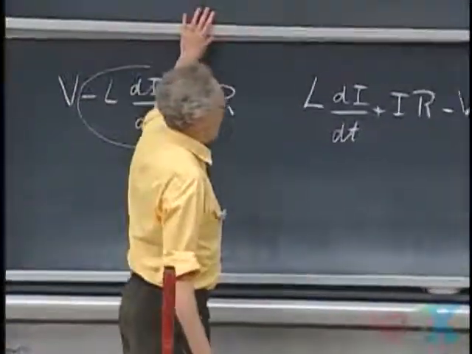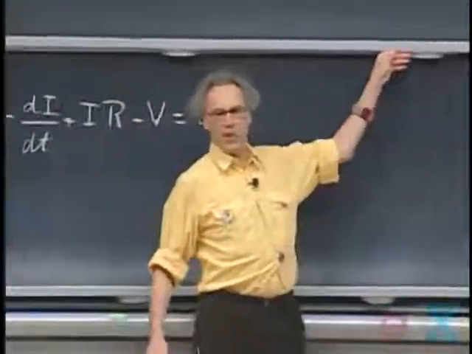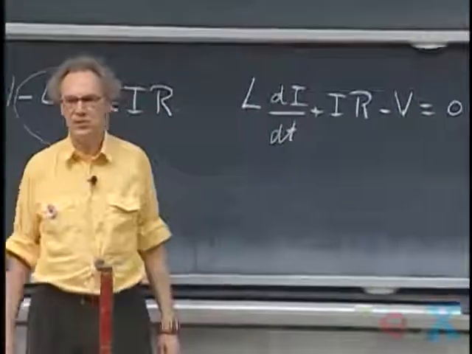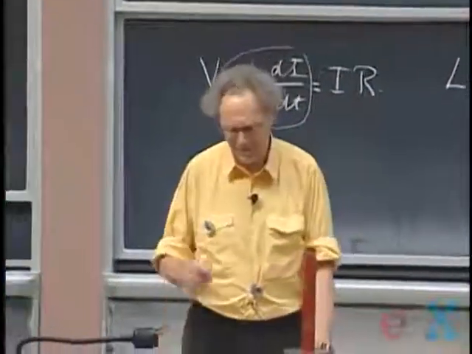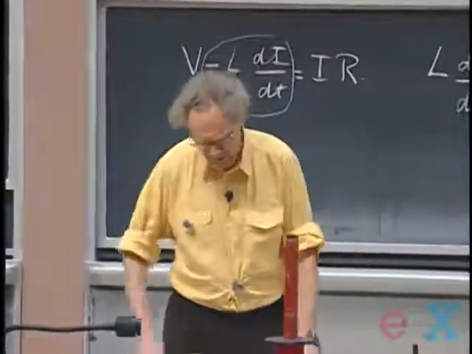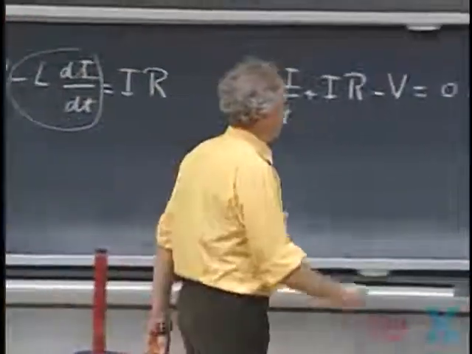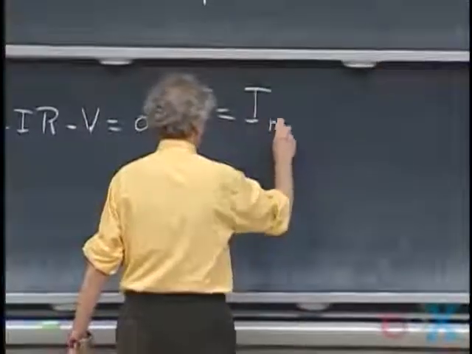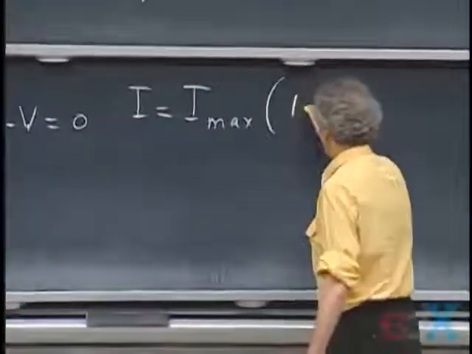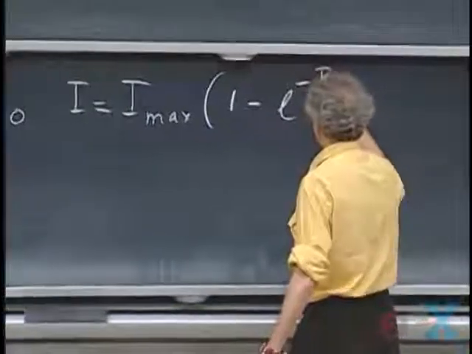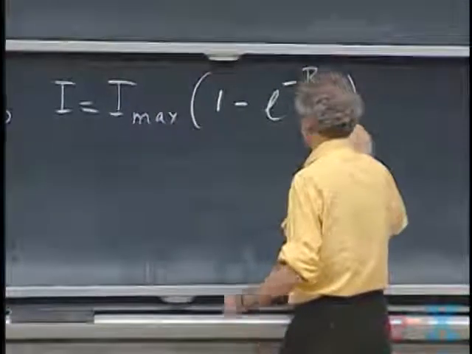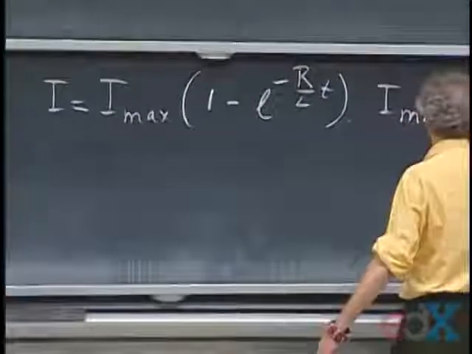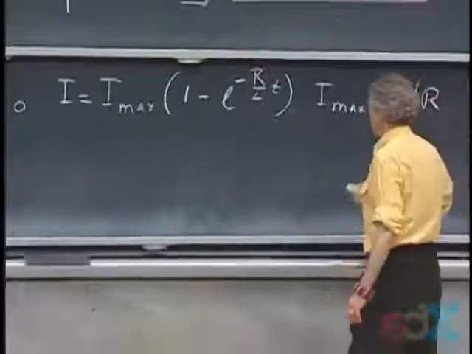So, this is the equation that you have to solve. Some of you may have solved this equation in 8.01 already. Surely you didn't have an I here, you may have had an X here for the position. But you probably solved it where you had friction. Maybe you didn't. I will give you the solution to that differential equation. It's a very easy solution. The current as a function of time is a maximum value times 1 minus e to the minus R divided by L times t. And I max, that is the maximum current, is V divided by R.